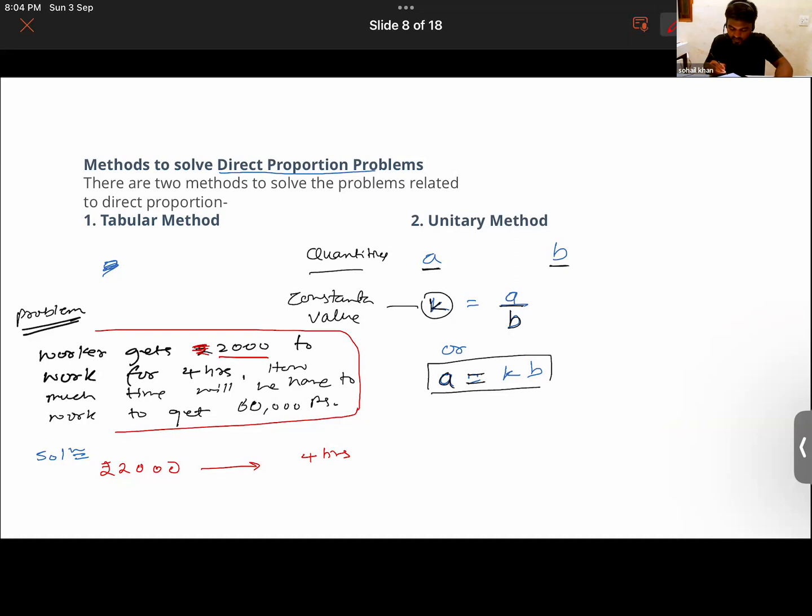Allah Hafiz. So in order to get 2,000 rupees, the worker has to work for 4 hours. Now, suppose the worker were to get only 1 rupee, for how many hours will he have to work? 4 upon 2,000. Now the worker needs to get how many rupees? 60,000 rupees.